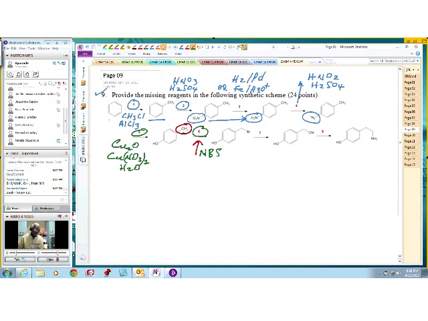That would transform a benzylic hydrogen. We'll replace a benzylic hydrogen, in this case the hydrogen on this carbon here, with a bromine atom. Okay, now about number 7. Going from here, we now go from this benzyl bromide.